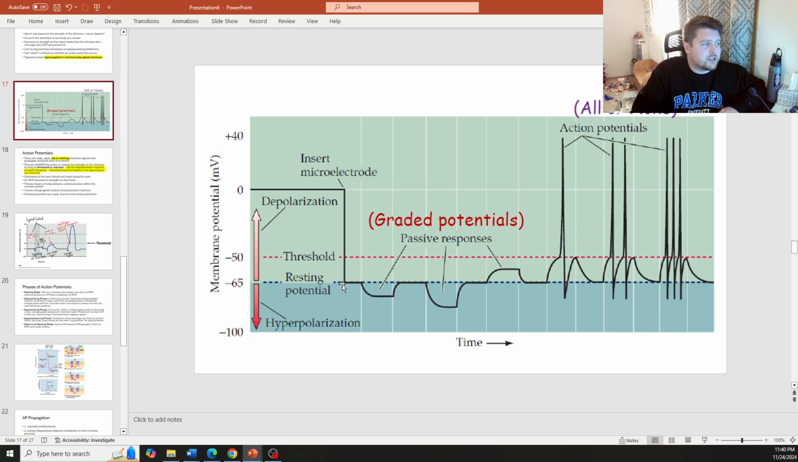If a graded potential, so let's say our threshold right here is at negative 50 millivolts, it can reach negative 50.0003 or 1 millivolts. But if it doesn't reach negative 50, an action potential will not happen. But as soon as it hits that threshold, boom, an action potential is going to set off, and we're going to get a signal sent all the way through the axon.